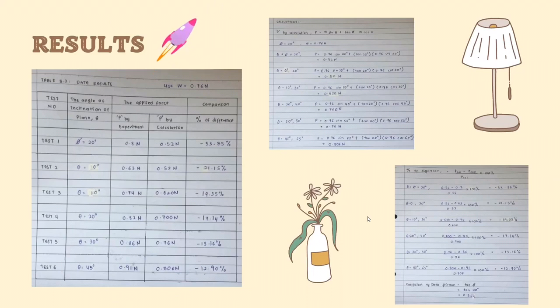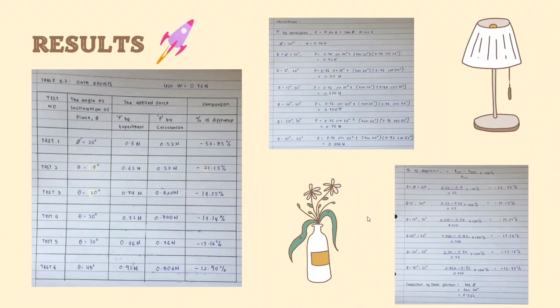The result we get is the applied force by calculation, for which we use the formula W sin theta plus tan theta multiplied by W cos theta. And for the comparison percentage of difference, we use the formula P calculation minus P experiment, divided by P calculation, and then multiply by 100%.